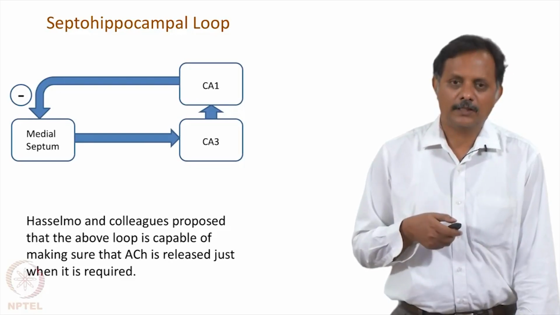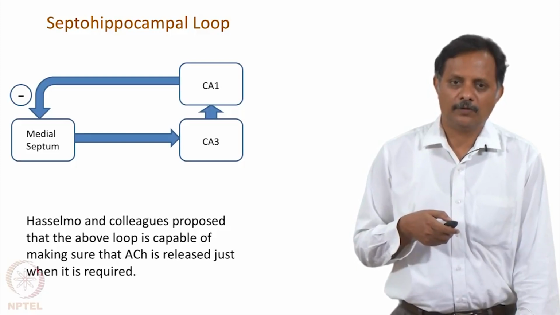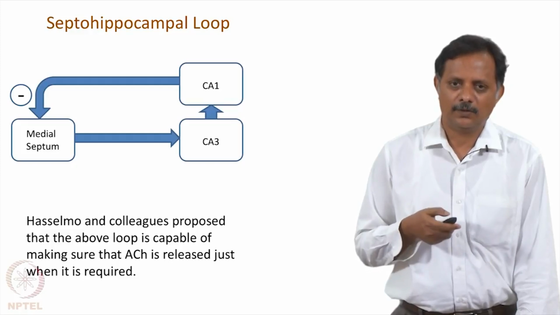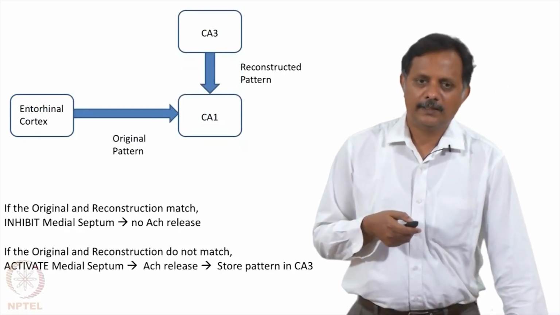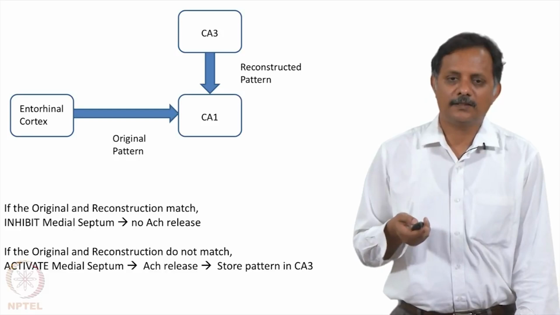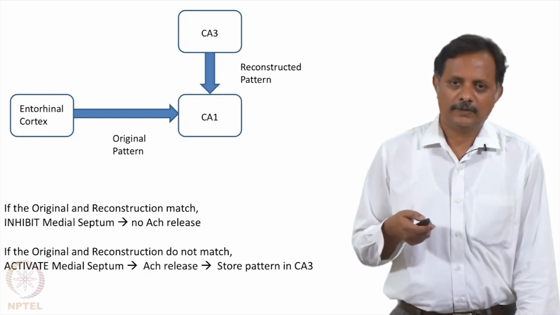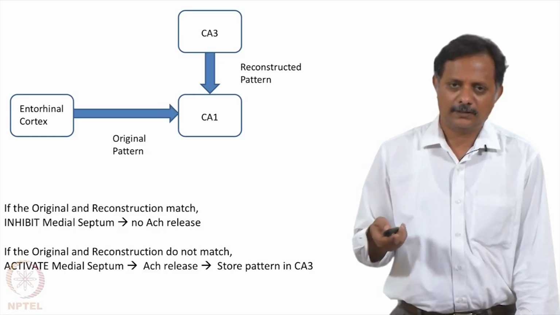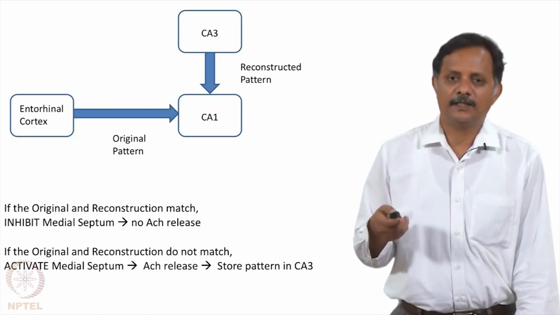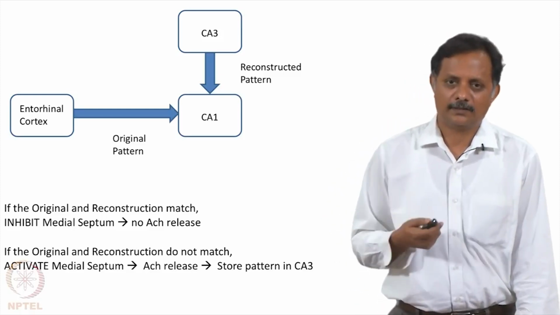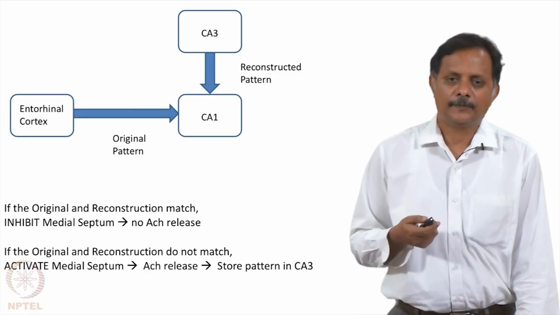So, Esselmo and colleagues have proposed that the above loop is capable of making sure that ACh is released just when it is required. And how does it work? Basically, the idea is that CA1 is thought to be playing the role of a comparator. We have been arguing all along in this segment that CA3 is like some kind of a Hopfield network, and it stores memories in the recurrent connections of CA3.